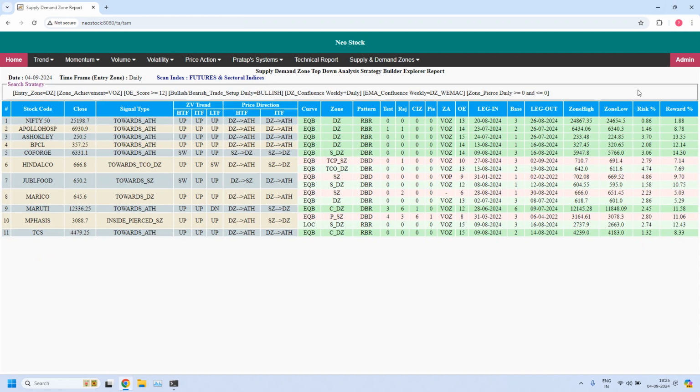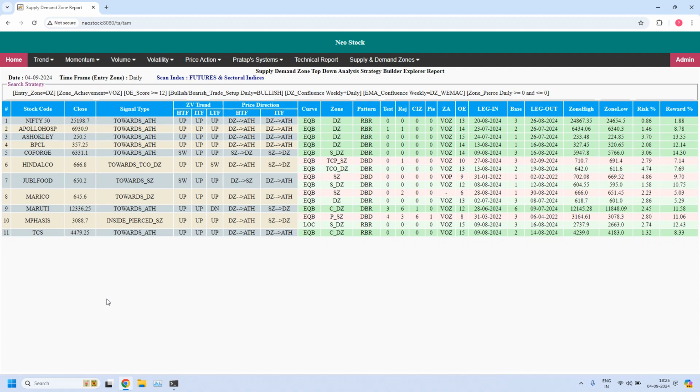Let's filter. From 15, 11 stocks are filtered. All these 11 stocks, weekly zones are having weekly EMA confluence, and also daily zone is part of the weekly zone. That is demand zone confluence, daily demand zone, weekly demand zone. So these are all the high probability trade setup related stocks.